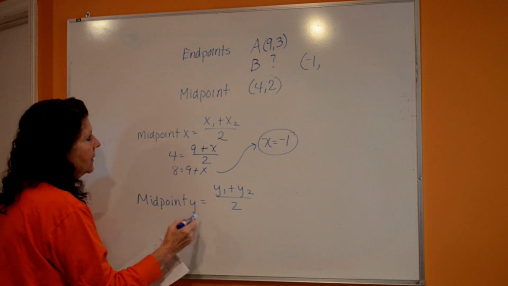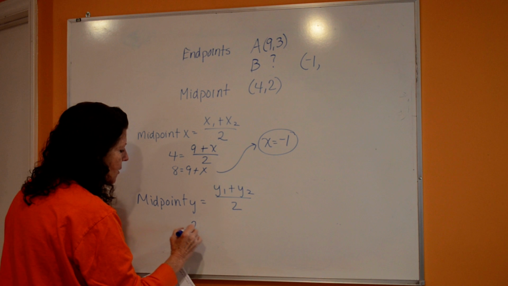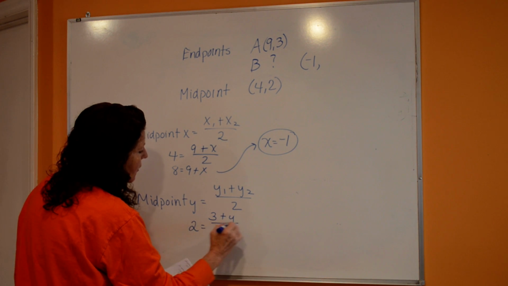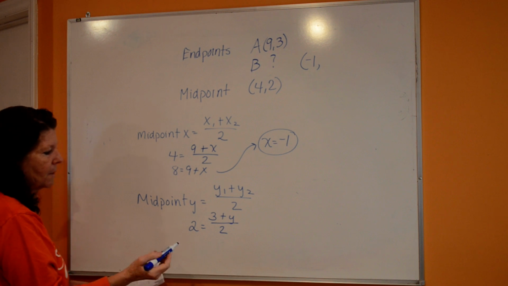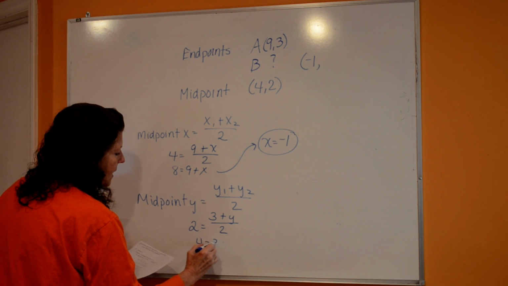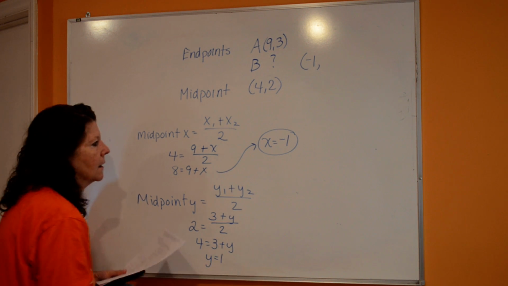Then I turn around and I go, well, let me do the same thing for y. The midpoint y is 2. Then I have a 3, but I don't know the other y. I'm going to multiply both sides by 2 to get rid of the 2 on the bottom. So I have 4 is equal to 3 plus y, or y is equal to 1.